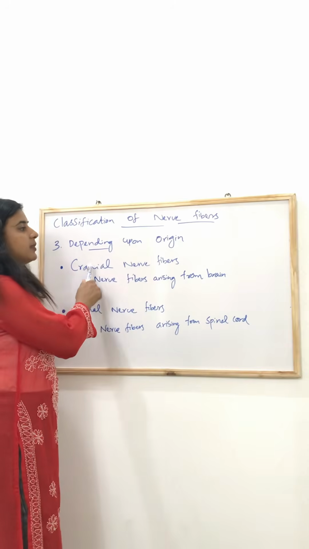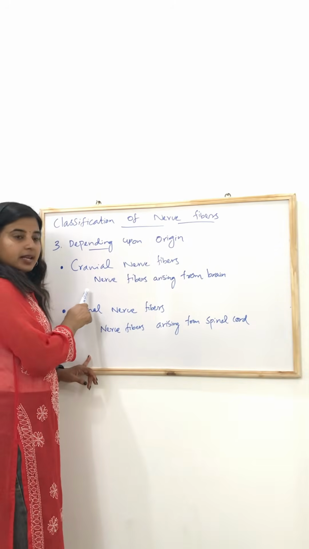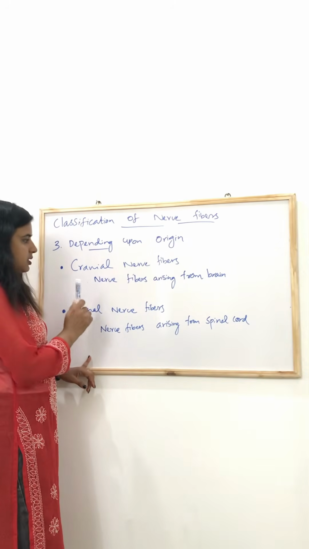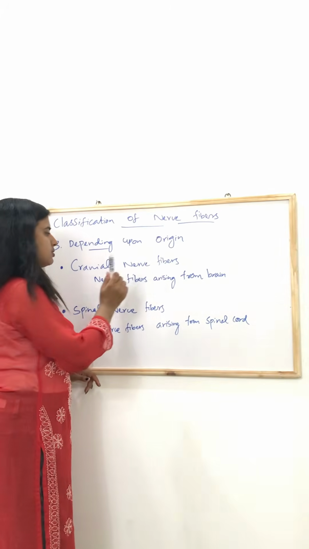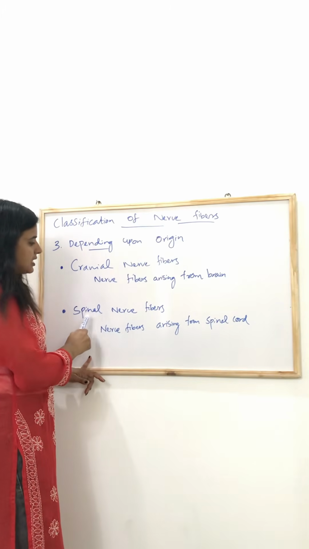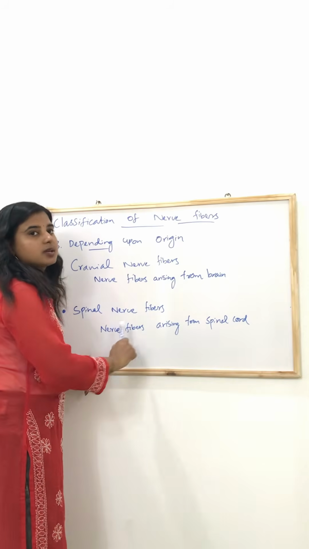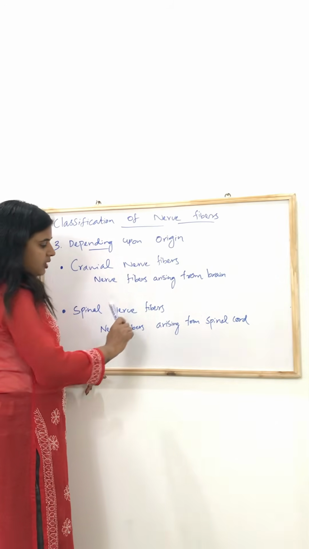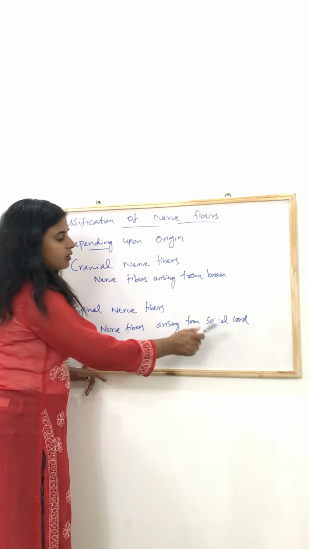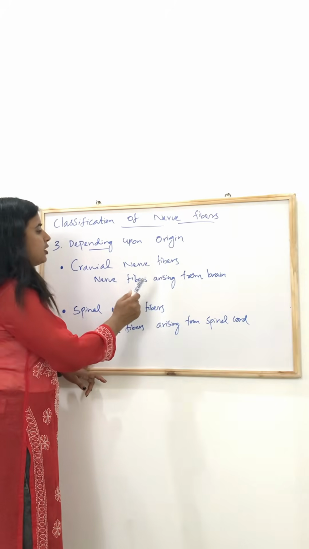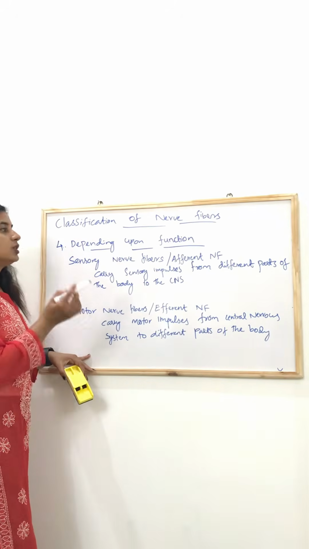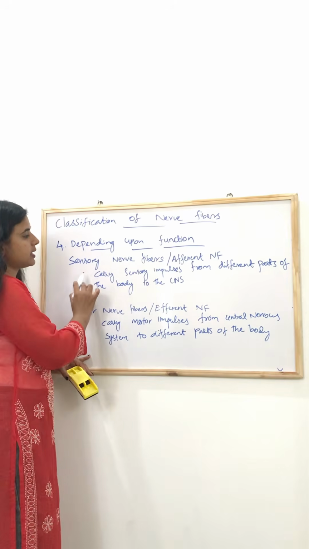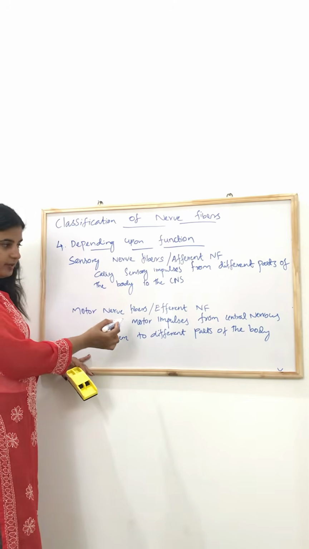Third one is depending upon the origin, cranial nerve fibers and spinal nerve fibers. The name itself indicates that nerve fibers arising from the brain are called cranial nerve fibers, and spinal nerve fibers are those arising from the spinal cord. Nerve fibers arising from the spinal cord are spinal nerve fibers, and nerve fibers arising from the brain are cranial nerve fibers.